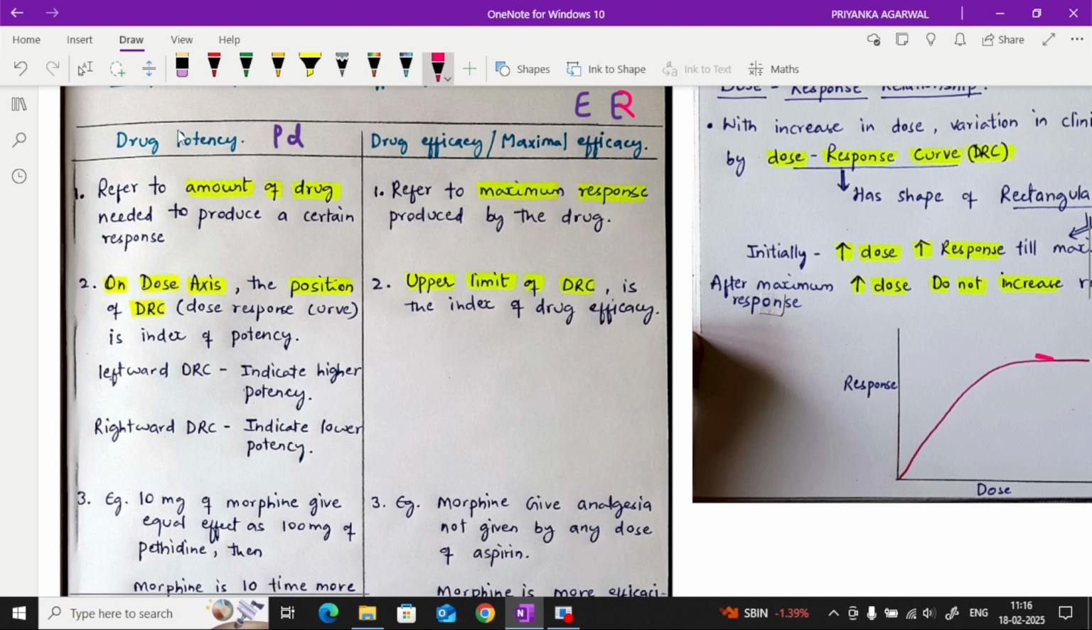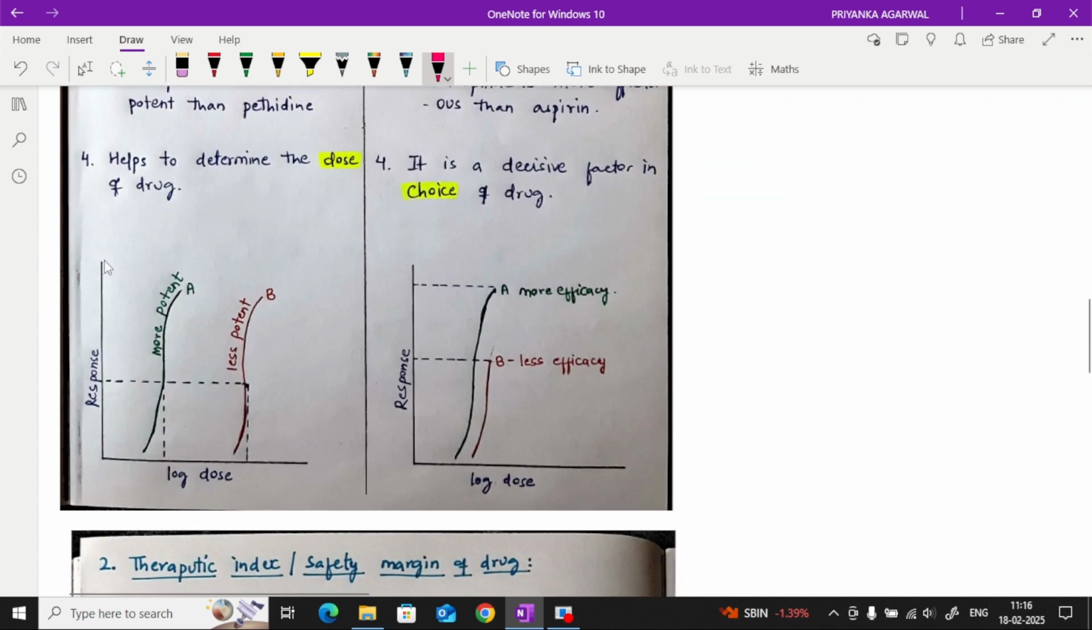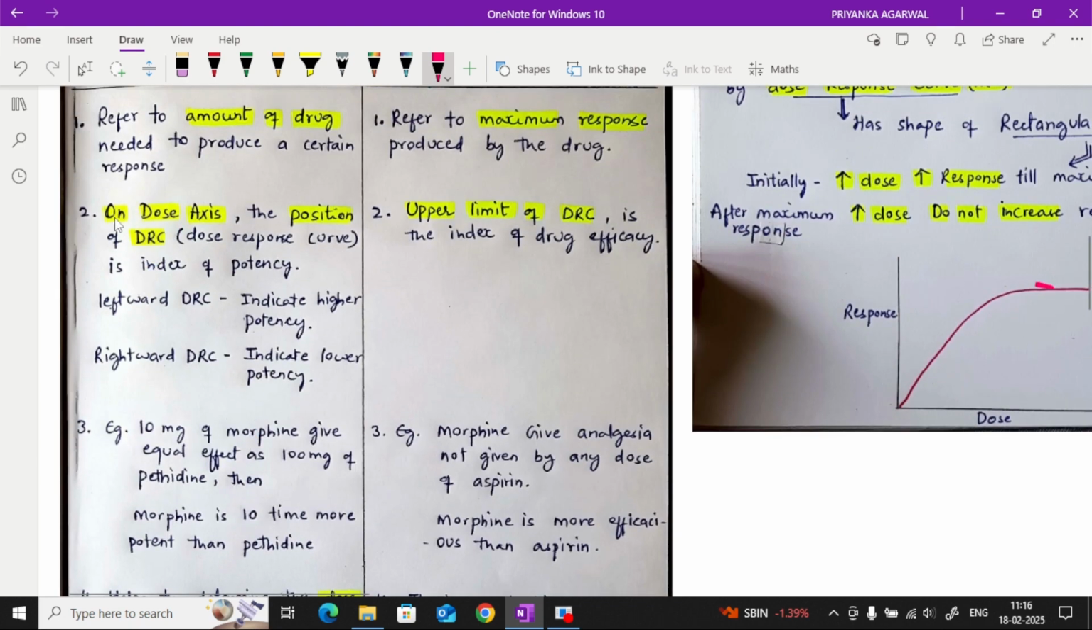How will you remember it? Remember P; if you reverse it, it becomes D, right? So it refers to the amount of drug, the dosage needed to produce a certain response. On the DRC, what is the index of it? On the dose axis, the position of the DRC is the index of drug potency.